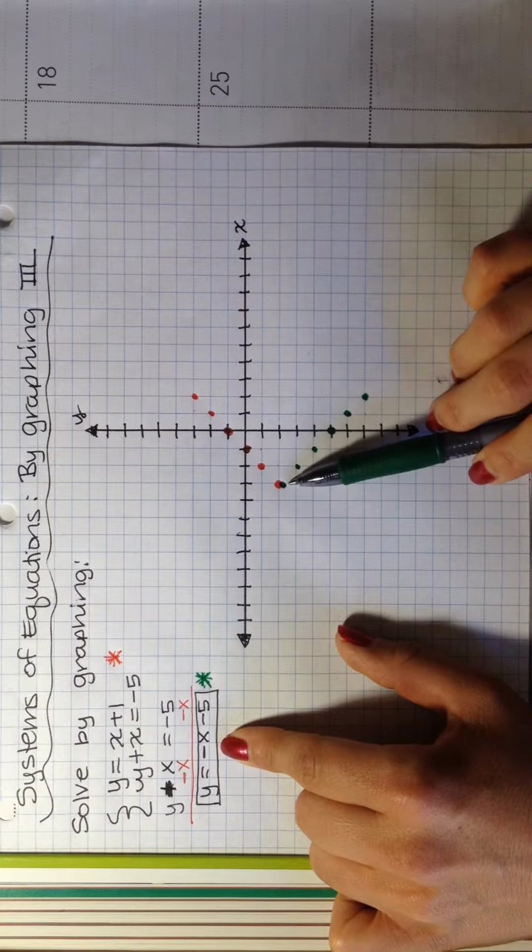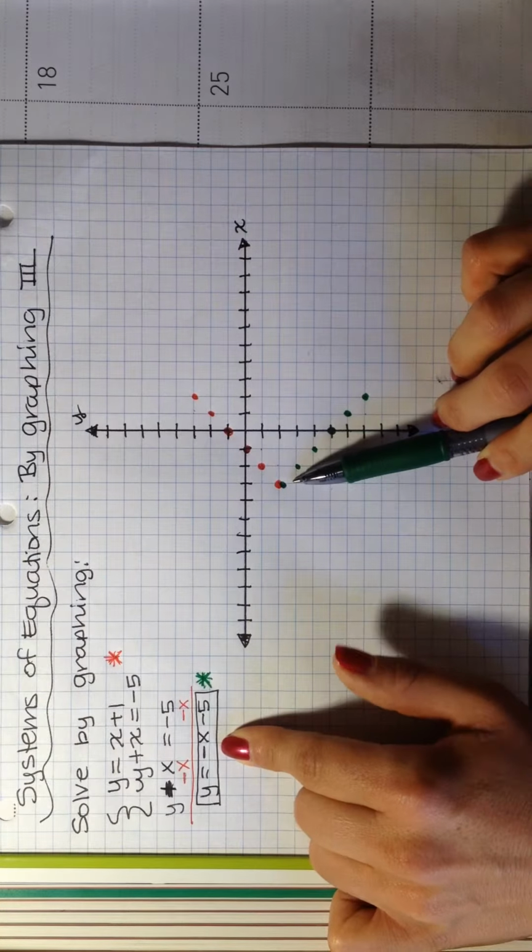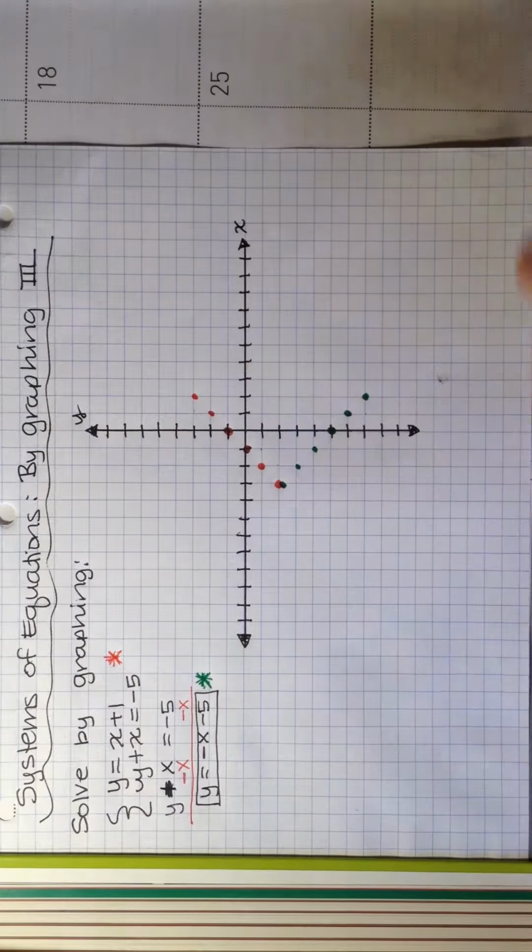And you can quickly tell that the two lines will intersect at (-3, -2). And we're going to check our work in a second. Let's connect our dots.